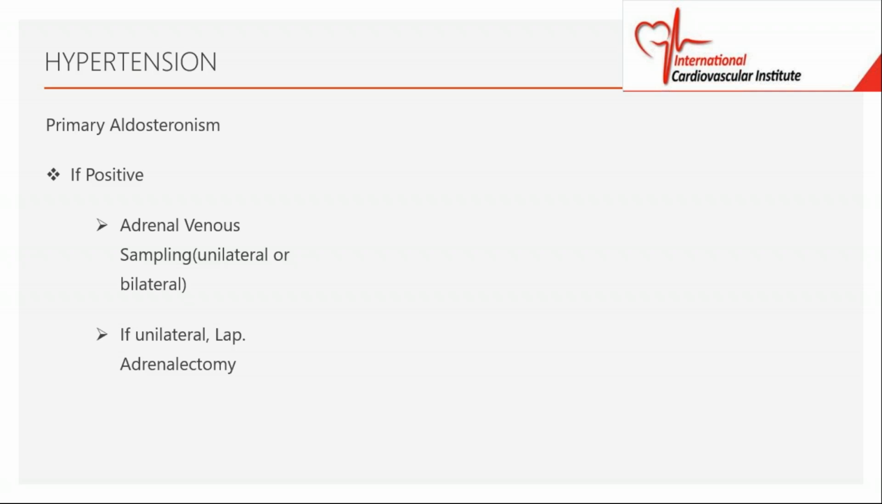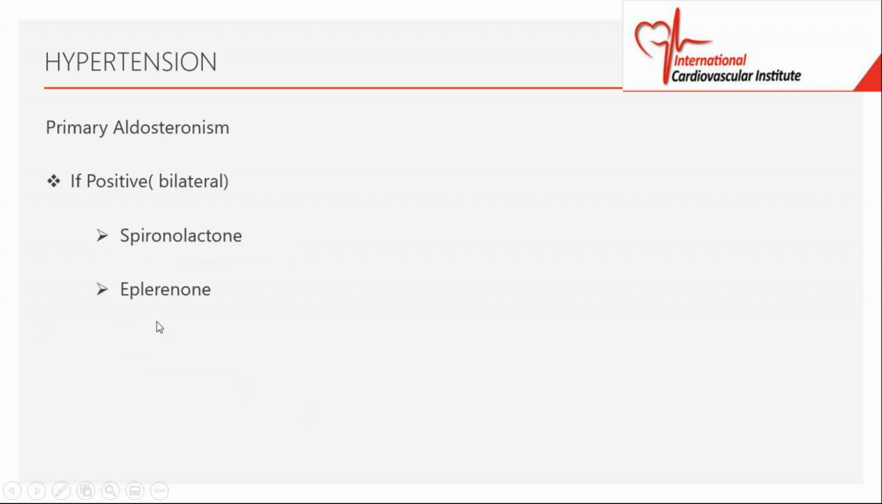So if it's unilateral aldosteronism, you can just remove that adrenal and get rid of the hypertension. If it's bilateral, you can't do that, though. You can't remove both adrenals. So if it's bilateral, you can use spironolactone, which will suppress the effects of the aldosterone, or you can use eplerenone. Okay, so that's primary aldosteronism in a nutshell.